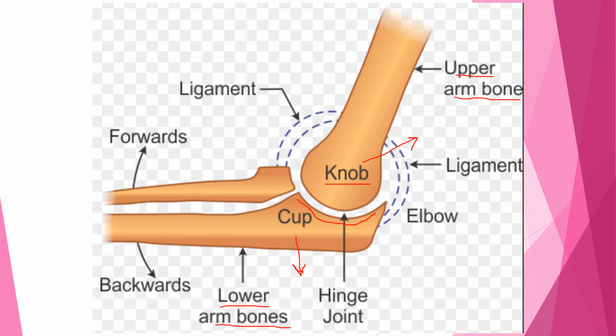You can see here in the diagram there are two words written, forwards and backward. It means that you can move this bone in that direction and in the backward direction also. But you will not be able to move the upper arm bone, or the bone which consists of a knob.